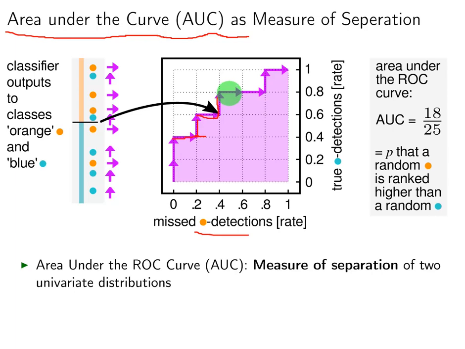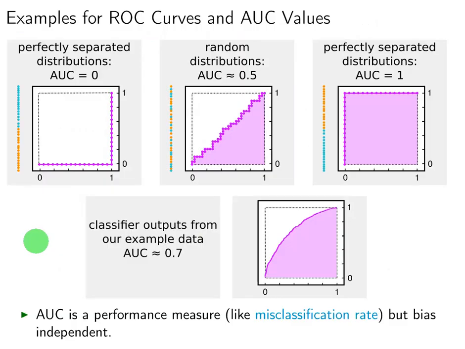So the task here would be to maximize the area under the curve between different features. Okay, we can use them as one measure of separability. Well, we can see that when AUC is 0, we can observe the following. So area under the ROC curve, which also means perfectly separated distributions.